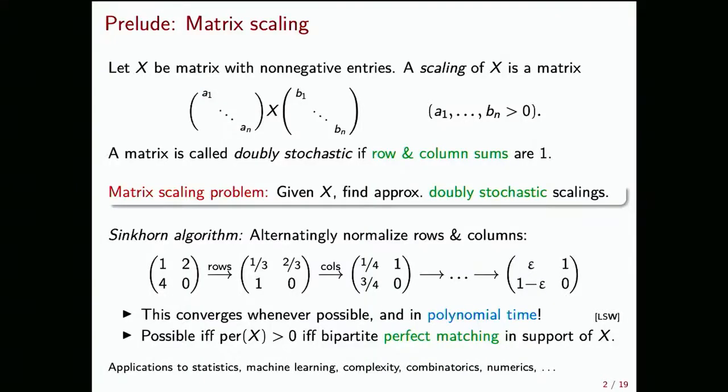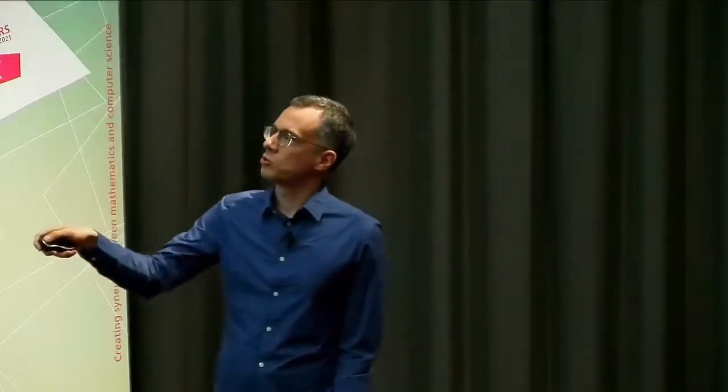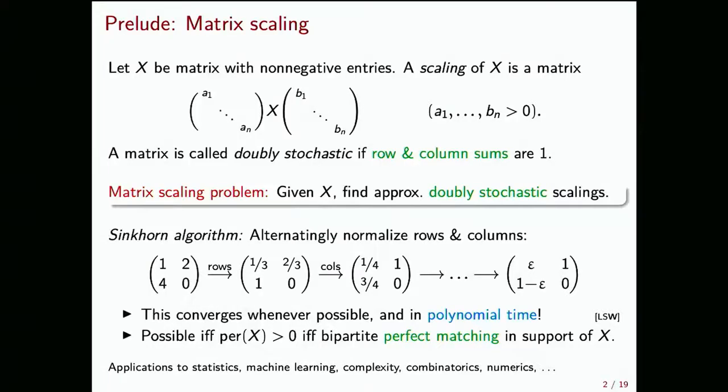And so indeed, here's another interpretation, namely it's possible to solve this problem if and only if the support of the matrix, which you can think of as defining a graph, a bipartite graph, supports a perfect matching. Okay. So it's a beautiful connection between some combinatorial problem, some algebraic quantity, some kind of optimization, and a geometric problem, this matrix scaling problem.